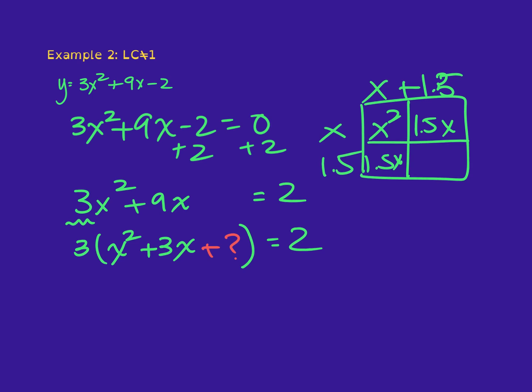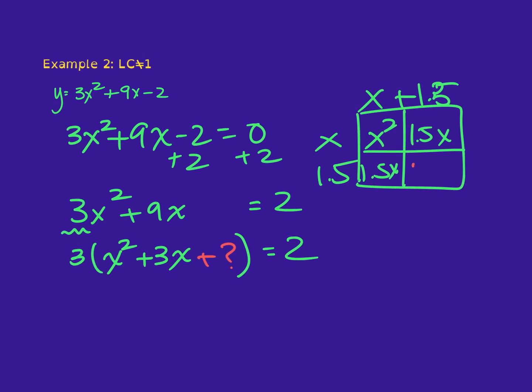Okay, and what goes in red? You see I changed my pen. We have here 1.5 times 1.5. Sorry, something weird happened. Okay, so we get our 2.25 here. So my question mark here ends up being plus 2.25.